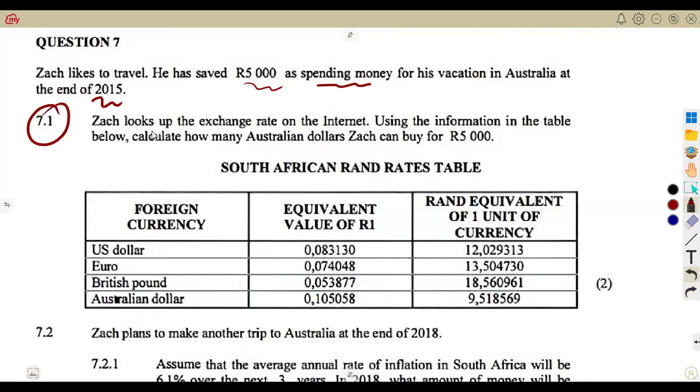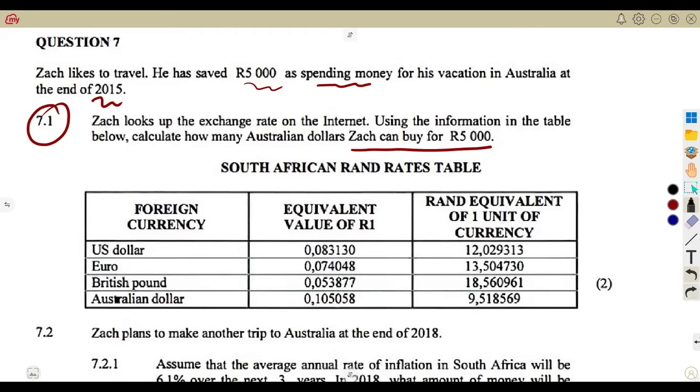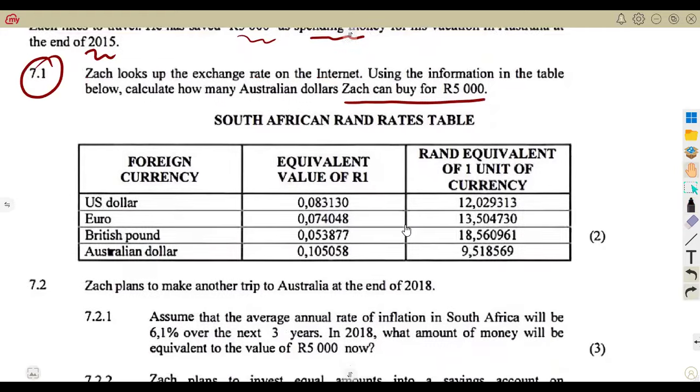7.1, you are given that Zach looks up the exchange rate on the internet using the following table below. Calculate how many Australian dollars Zach can buy for 5,000 rand, using the information that we are given on the table. And what is the information showing us?